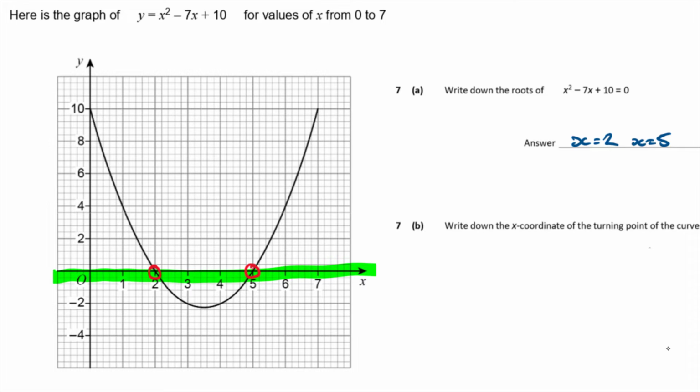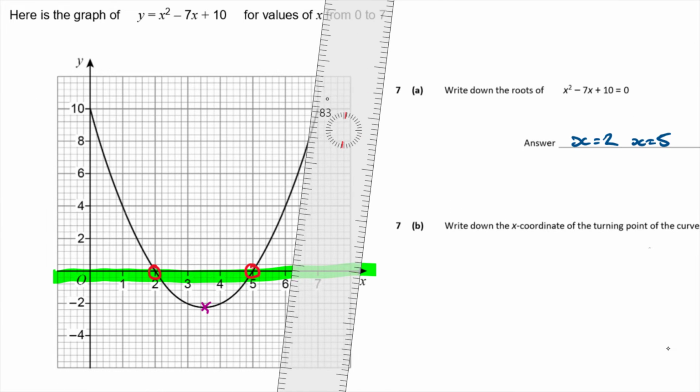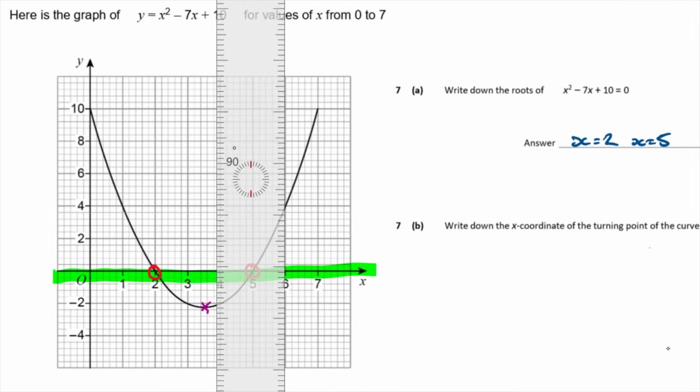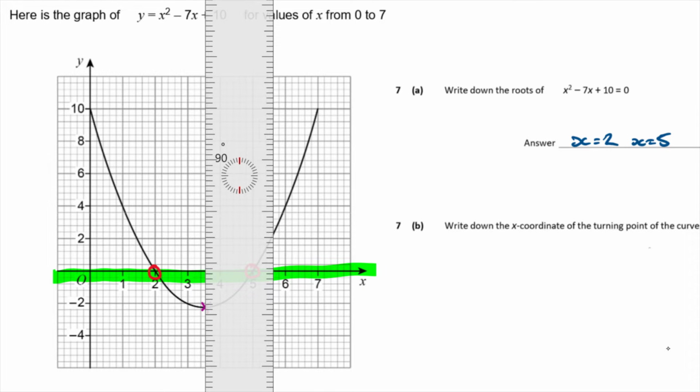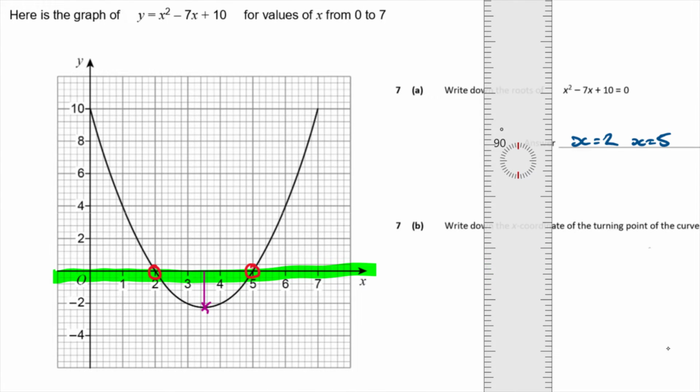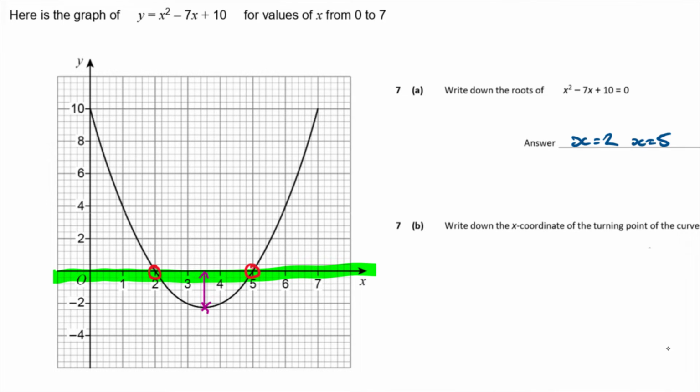Write down the x-coordinate of the turning point of the curve. Now the turning point is the lowest point on the curve. That is this point here, isn't it? Okay. So it's just a little bit under minus 2 in the y direction. In the x direction, let's just read up from that point to the graph. You can see it's smack bang between 3 and 4. So the x-coordinate of the turning point is going to be halfway between 3 and 4, which is 3.5.